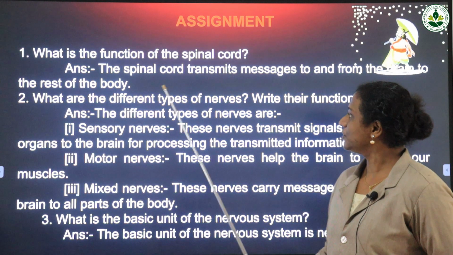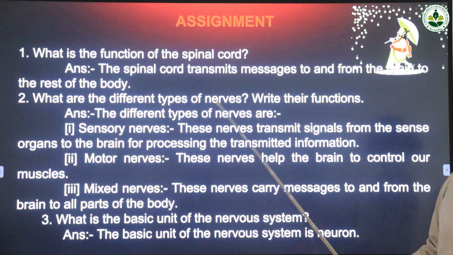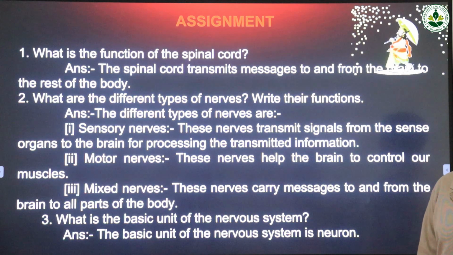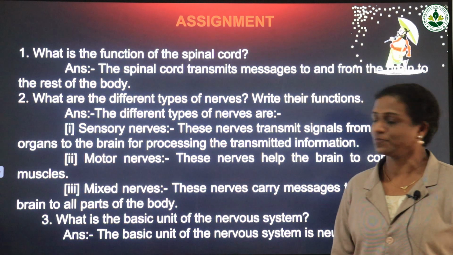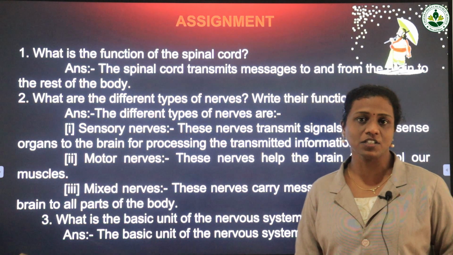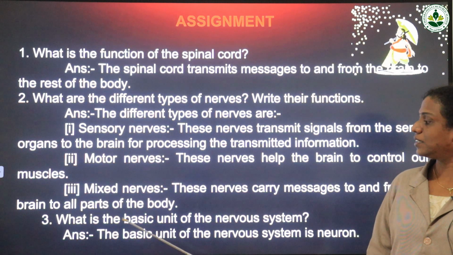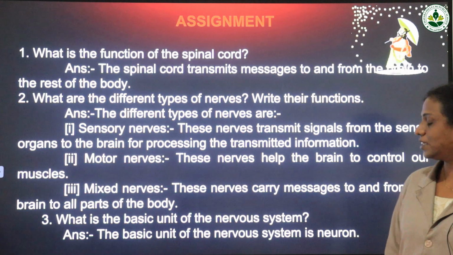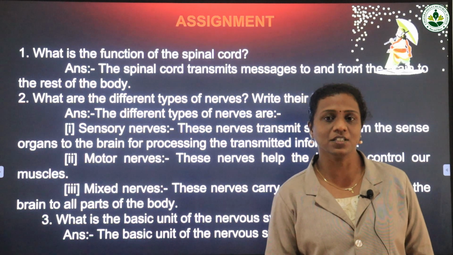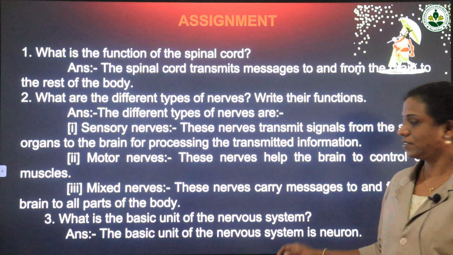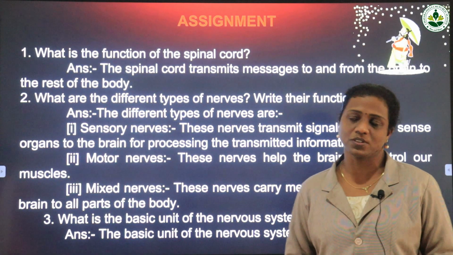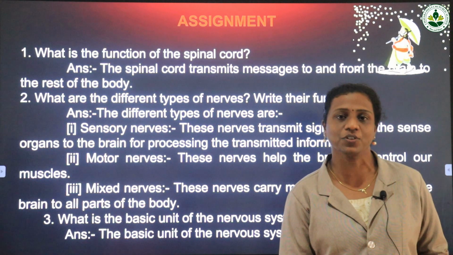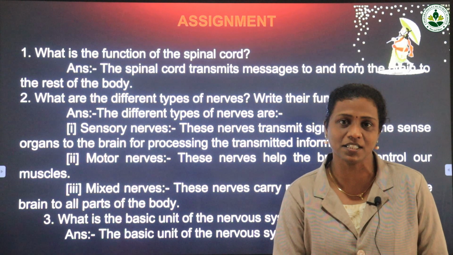Second, what are the different types of nerves? Write their functions. The different types of nerves are sensory nerves and motor nerves, and the functions are also given there. Check it with your answers. Then the last question was, what is the basic unit of the nervous system? The basic unit of the nervous system is the neuron. All of you have to check your answers, and if any mistake is there, correct it.